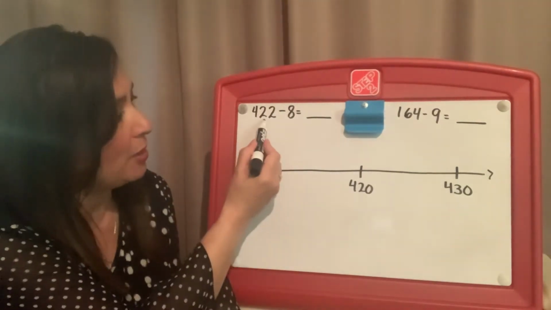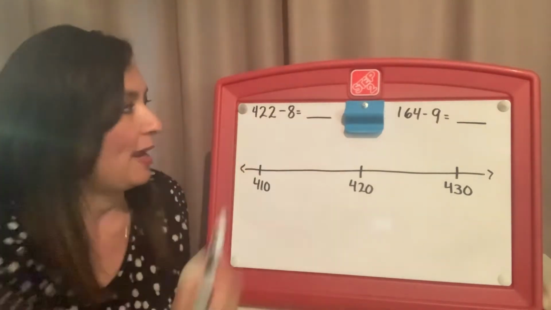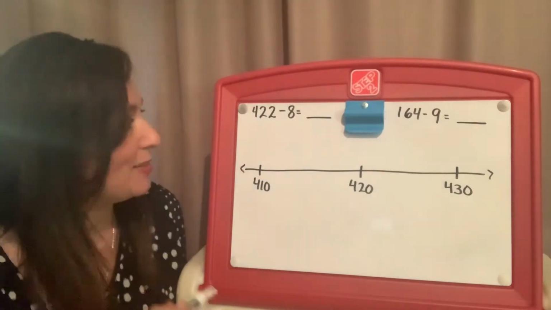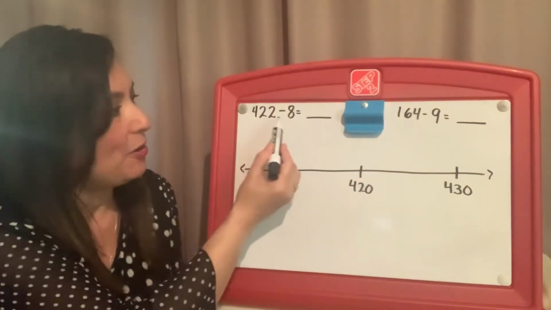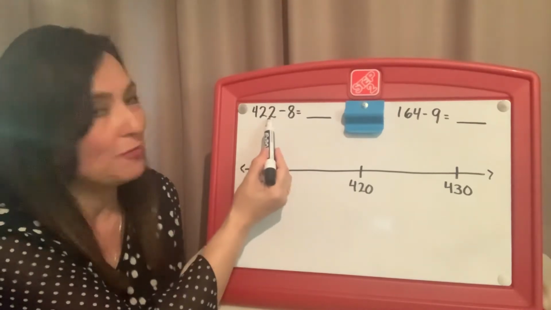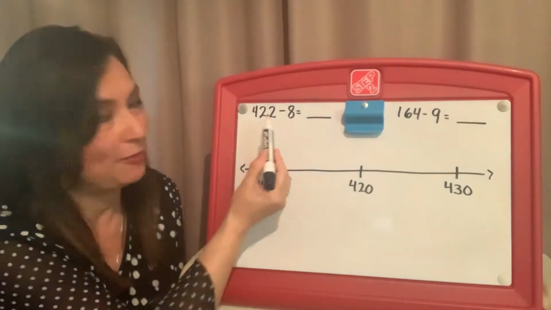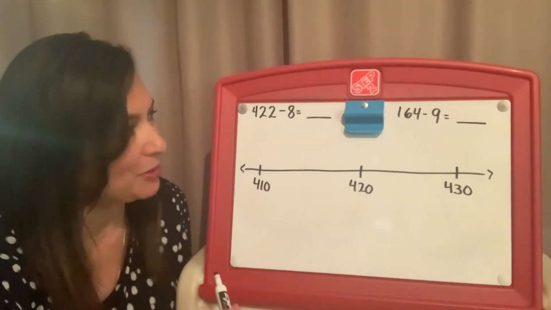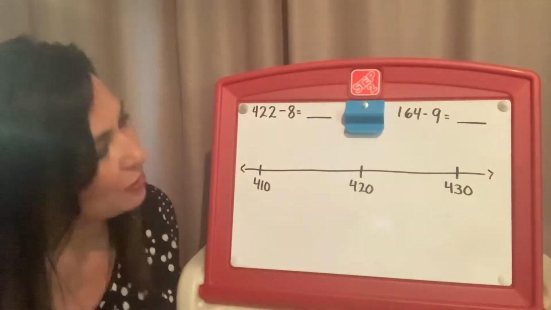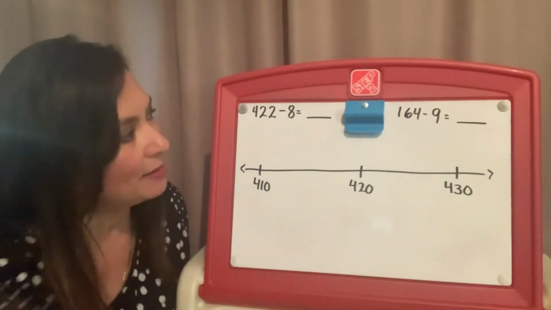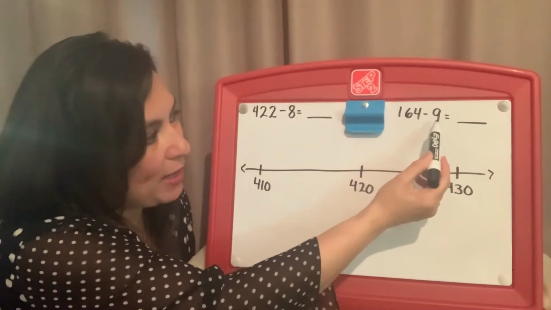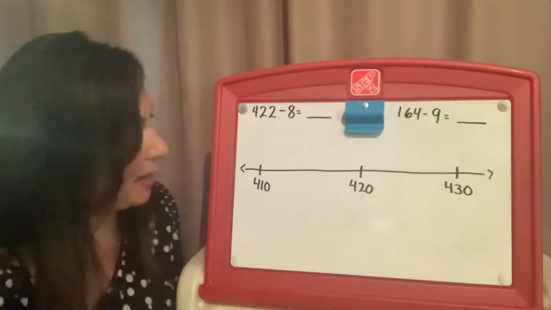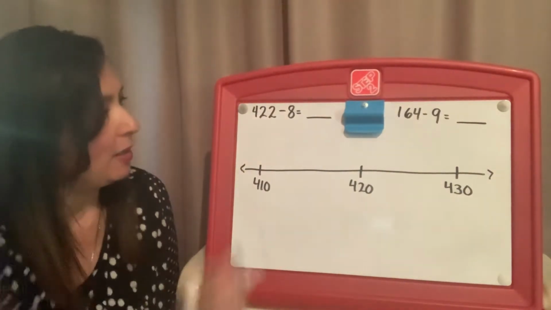This first one is 422 subtract 8. Well, I can tell just by looking at this problem that I'll need to bridge to 10 because I cannot subtract these 8 ones from 2 in the ones place in 422. So I know I'll have to bridge to 10, and we'll talk about that as we're doing it. When I look at the next equation, 164 subtract 9, I see the same thing. I cannot subtract 9 ones from 4 ones. So right away, I know I will have to bridge to 10. So let's take a look at this first one.